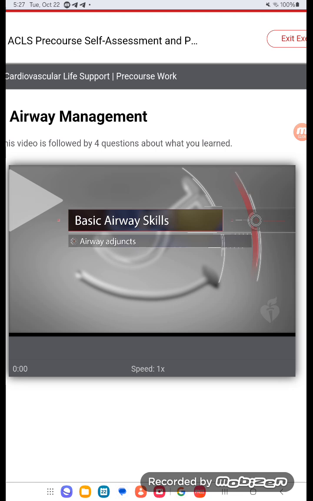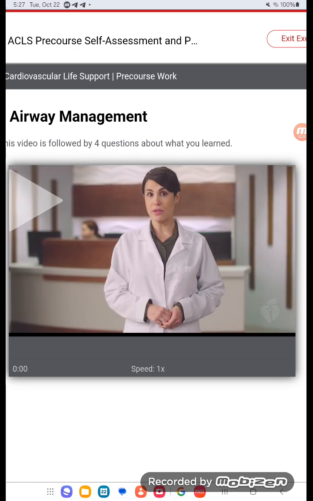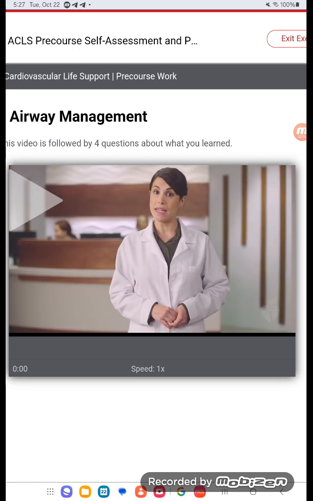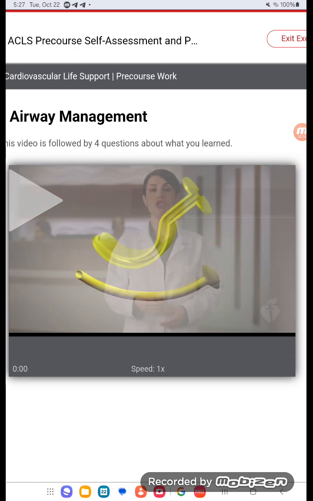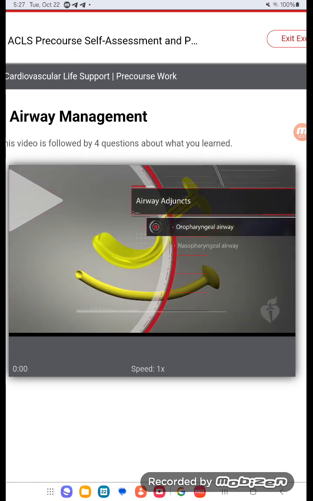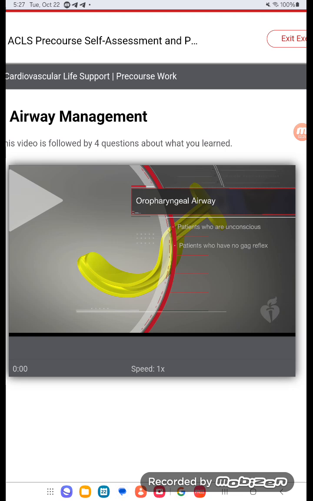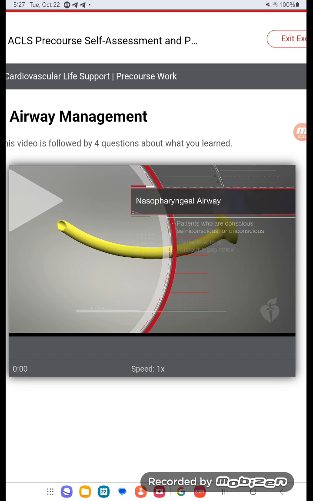Once the airway is open and clear, you may consider use of an airway adjunct to maintain a patent airway. There are two types of airway adjuncts: the oropharyngeal airway, or OPA, and the nasopharyngeal airway, or NPA. OPAs are commonly used for patients who are unconscious and have no gag reflex. NPAs may be used for conscious, semi-conscious, or unconscious patients with or without a gag reflex.